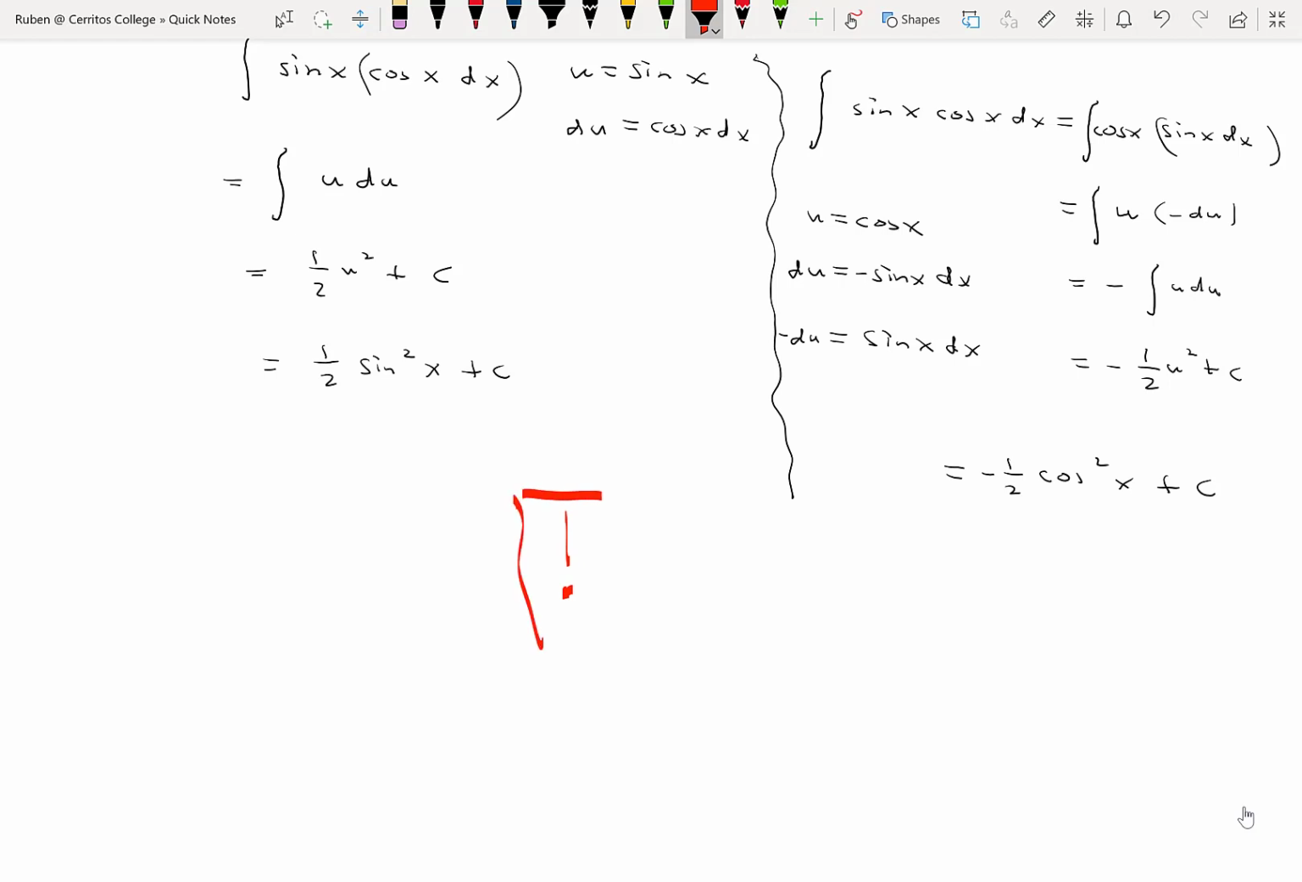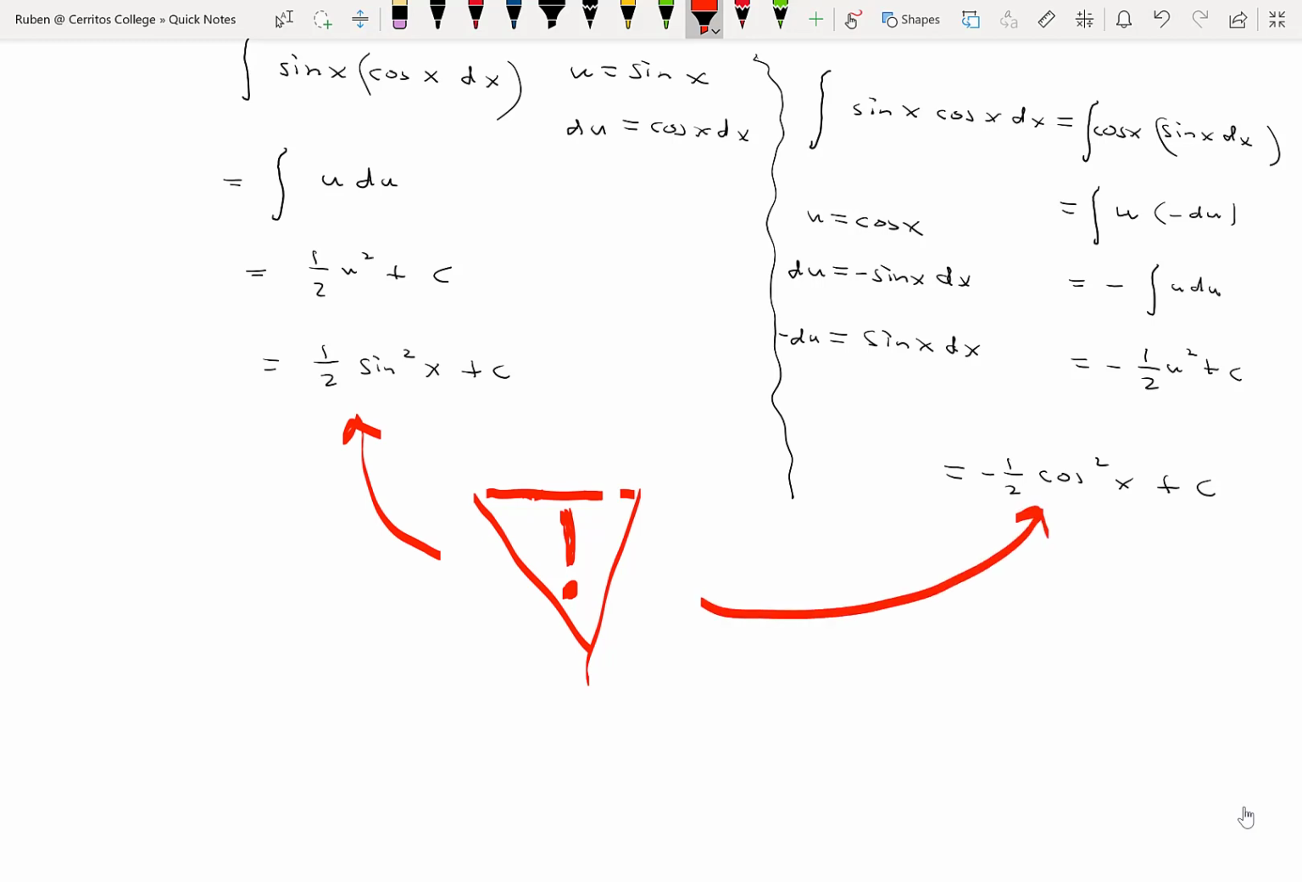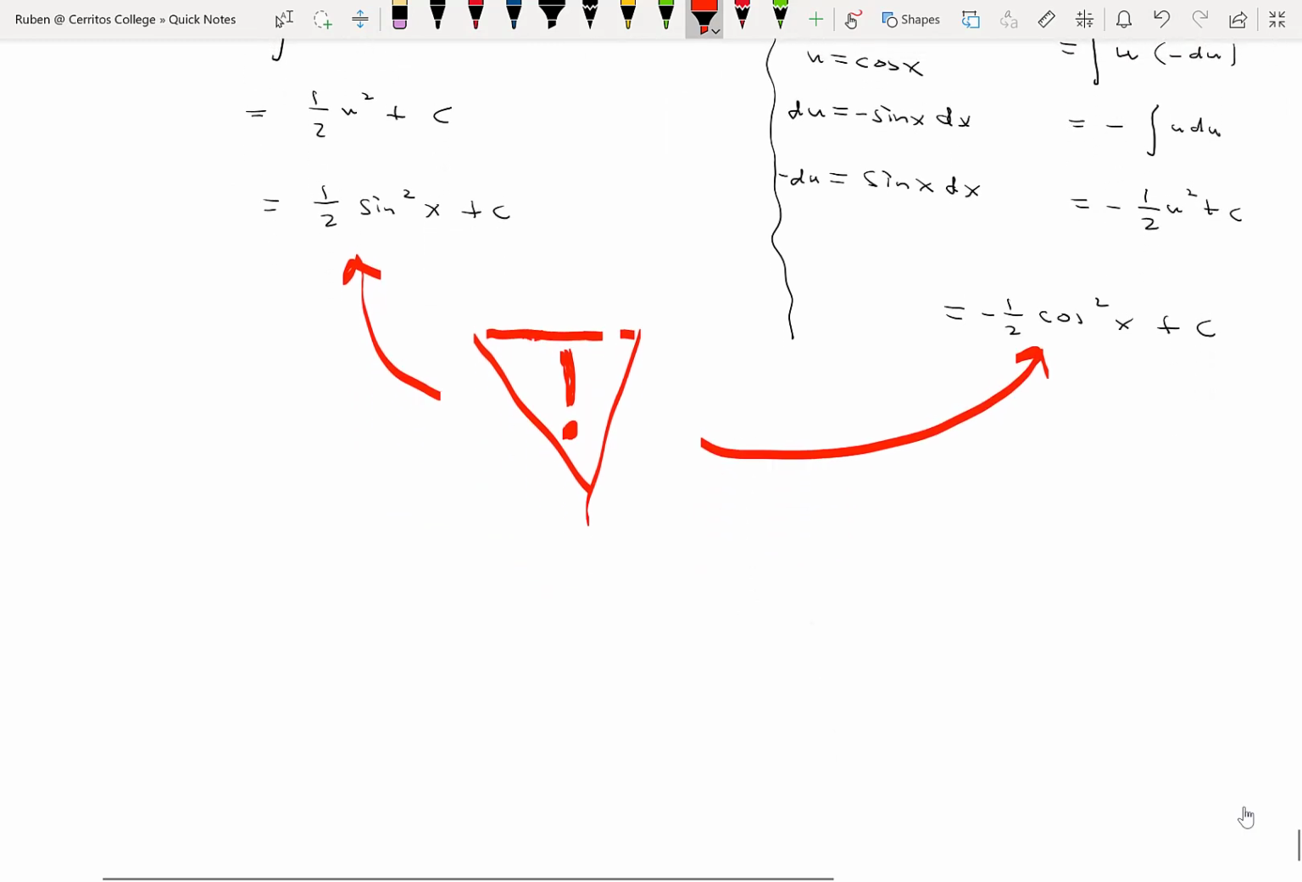I'm trying to be dramatic here. I'm trying to draw a little triangle with it, trying to make up a symbol for different. I guess I could have just written "different."